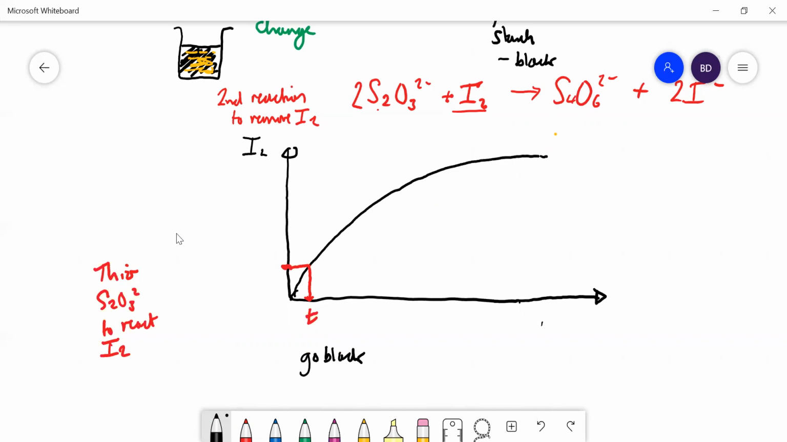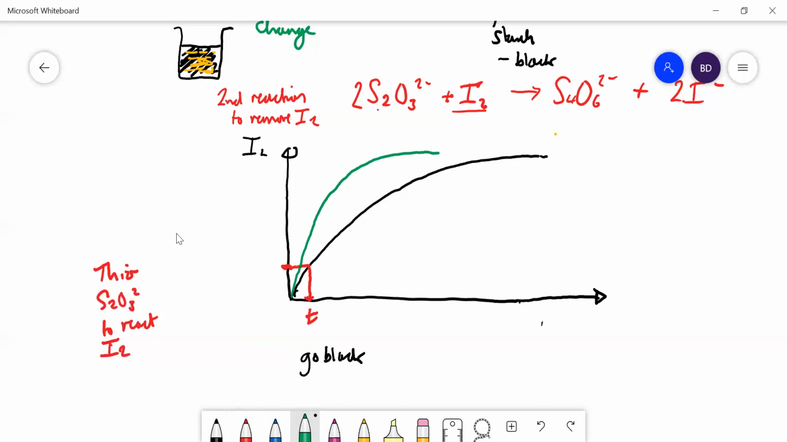Very quickly. It's quite nice and dramatic, and you have a completely colorless solution, and with the click of the fingers, it just goes black. Okay, so we're going to measure that time t. Let's see what would happen if we used a more concentrated solution of KI, higher KI concentration.